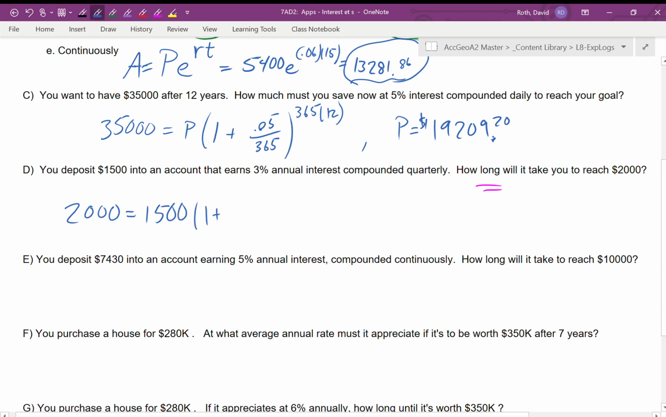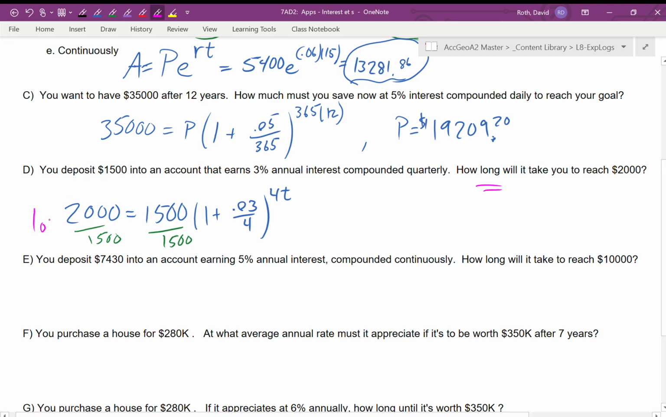1 plus 0.03 over 4, since it's quarterly. Raised to the nt, so it's still 4 times t. Now, how do I solve for this t up here? Well, this is take the log of both sides and do the mapping thing. And don't forget, before you log this thing, you want to go ahead and divide by that 1,500, get the exponential all by itself. And what is, if you think about it, 3 500s make 1,500 and 4 500s make 2,000.